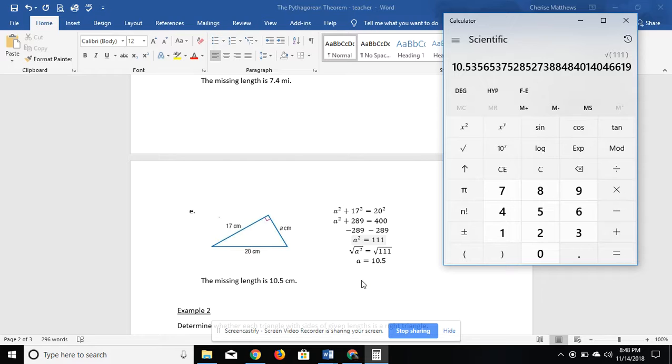In the next video, I'm going to do example 2 for you and example 3. In example 2, we would talk about how we know if it is a right triangle and not a right triangle. Hopefully you're paying attention, so when you come back after Thanksgiving break, you'll know what to do.